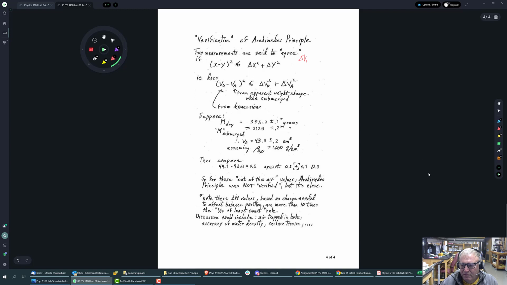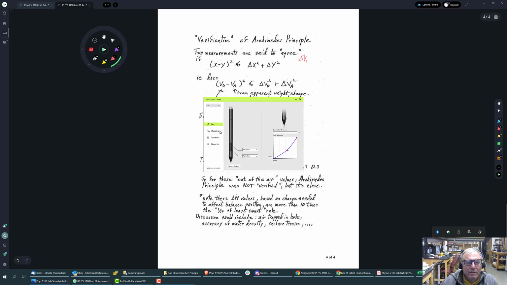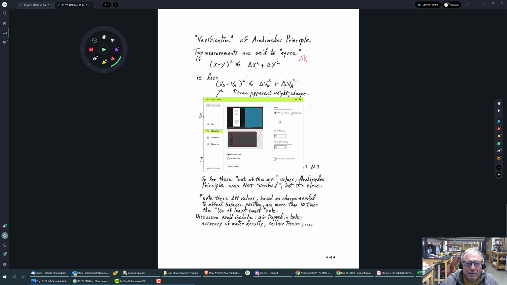Well, I got an idea, maybe because I unplugged and replugged this thing. Mapping. Yeah, it's mapping everybody. I don't want that. I just want the one screen.